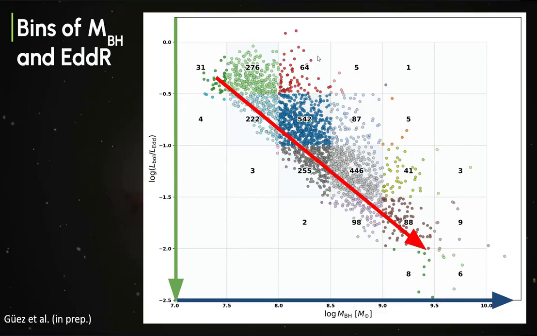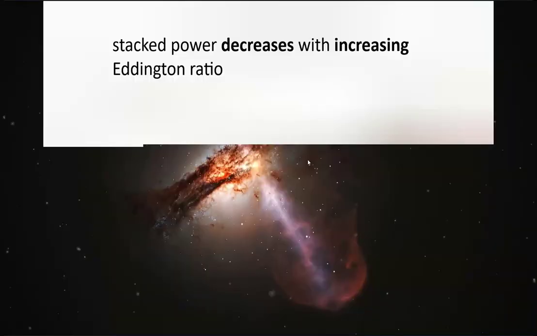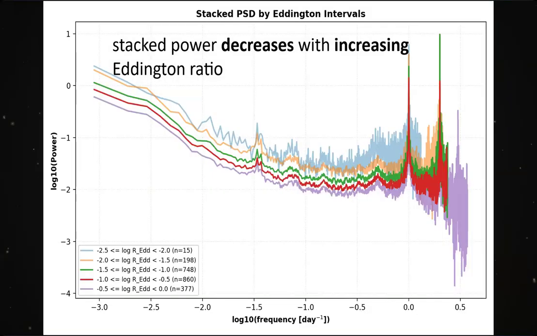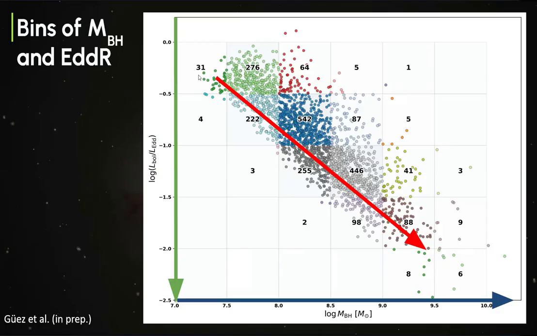Of course, these numbers are the number of objects in each bin. And then the idea here was to stack, and by stacking, I mean take the median of the objects from the same bin. The idea was to stack those bins to check how the PSD behaves. Here you can see our first plot. Here is the stacked PSD for Eddington ratio bins. So basically, we stacked the whole line of Eddington ratios. Okay.